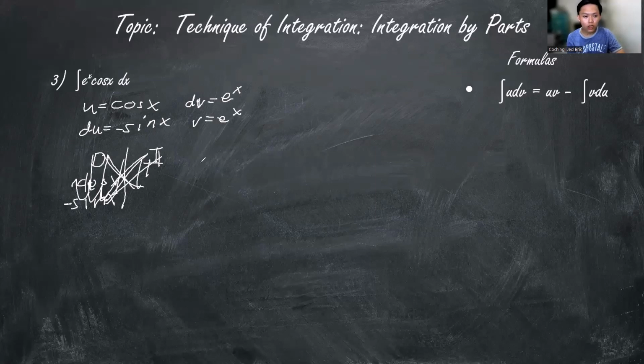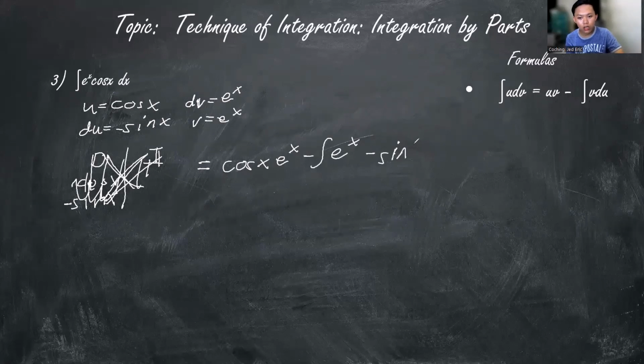So that's going to be equals to uv, so cos x e raised to x minus integral of v du. So e raised to x and du is negative sine x dx. Now we can solve it. We need to solve this again.